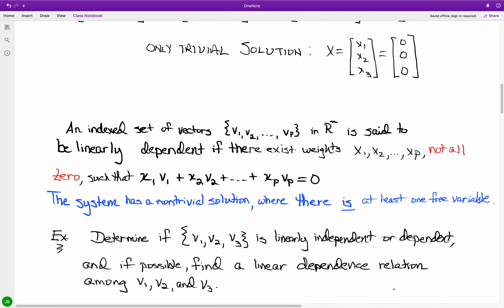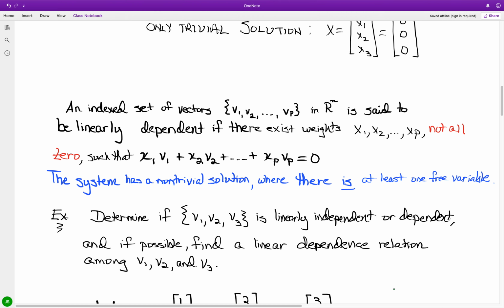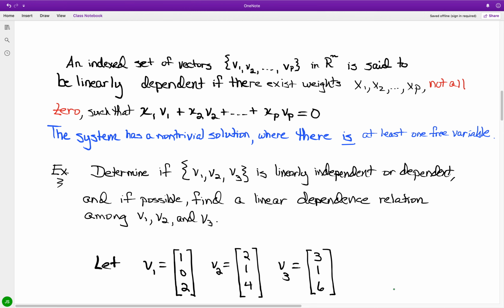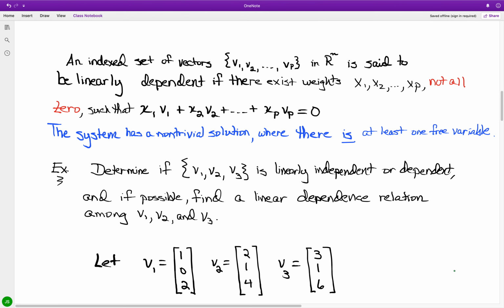As an example, say we're looking at determining if the following set of vectors is going to be linearly independent or dependent, and if possible, should there be a linear dependence, find a relation among v1, v2, and v3. And we'll take, just as an example, v1 equal to (1, 0, 2), v2 equal to (2, 1, 4), and v3 equal to (3, 1, 6).